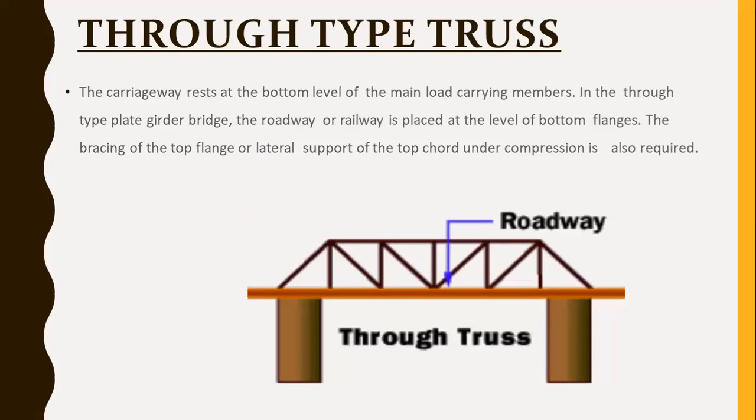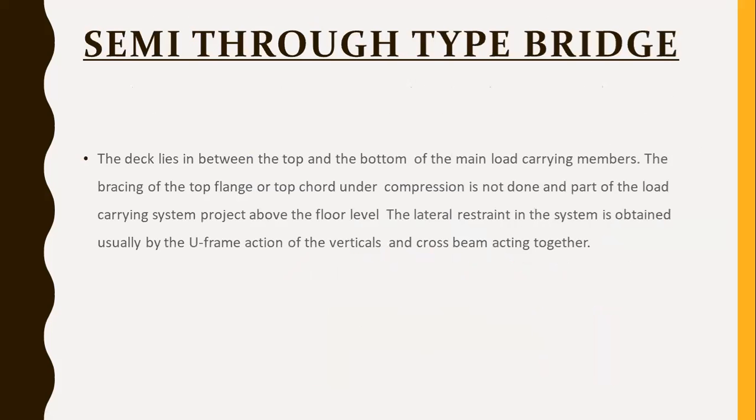Second is the through type truss. In this through type truss, the floor system is totally raised on the bottom chord. This bottom horizontal line is known as the bottom chord member, and this whole floor system is raised on this bottom chord member. So the cross girders are provided at the bottom of the truss, so that the load is received at the bottom chord joints of the truss, as you can see in this figure.